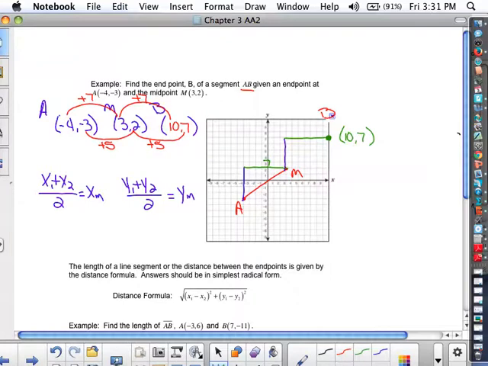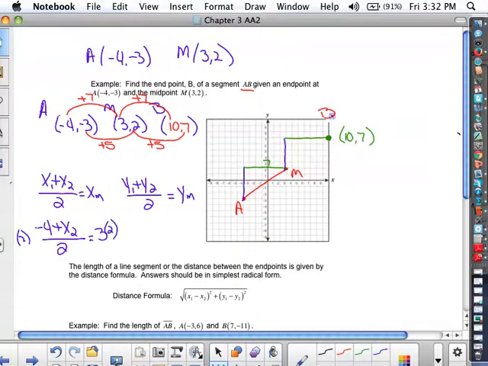So if I have an endpoint A at (-4, -3), and then I have the midpoint at (3, 2), I can substitute the values that I have into the equation and solve that. So my first x is going to be -4. I don't have x2, that's the other endpoint. I have the midpoint, which is 3. Multiply both sides by 2, and you will get -4 plus x is equal to 6. Add 4 to both sides, and you'll get x is equal to 10.